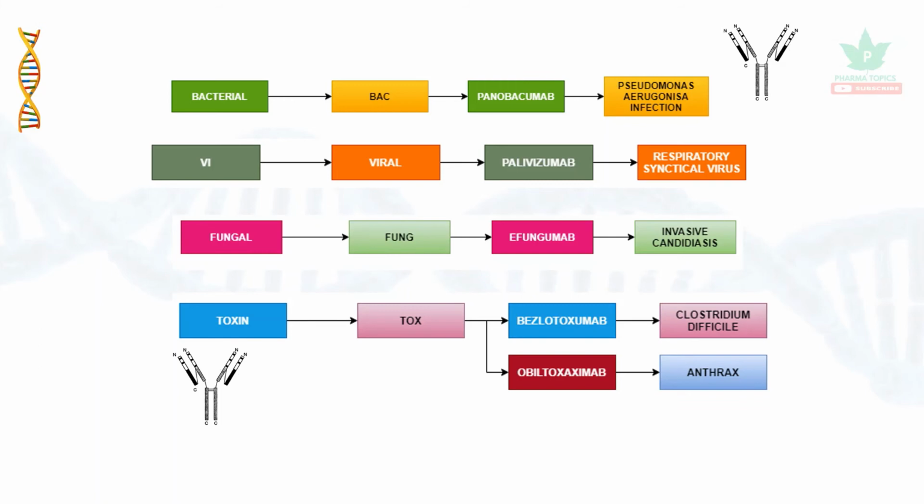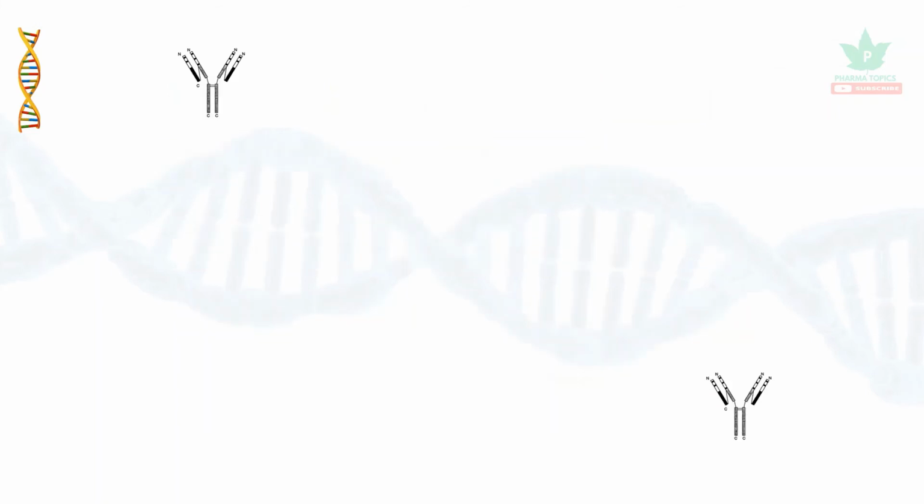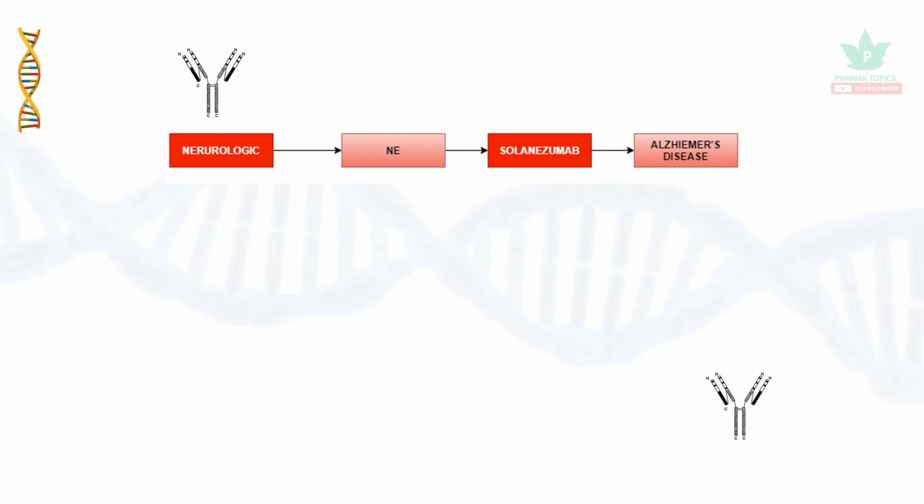Bezlotoxumab, given for Clostridium difficile toxicity, and obiltoxaximab, given for anthrax toxicity. The obiltoxaximab contains XI. It is a chimeric form of the monoclonal antibody. Let us see another example. Solanezumab contains NE, that is neurological, given for Alzheimer's disease.